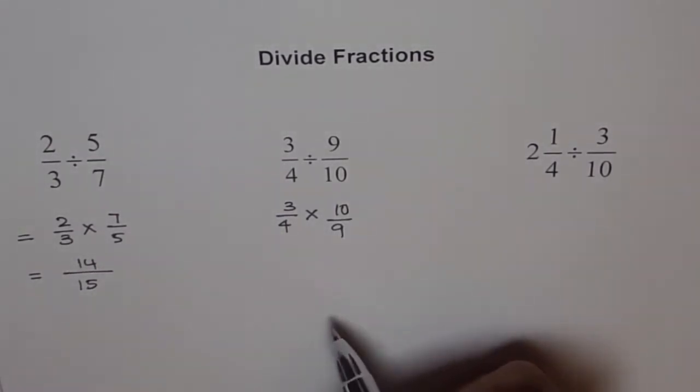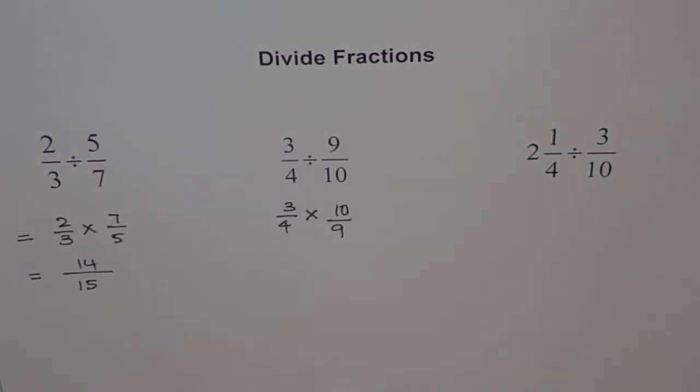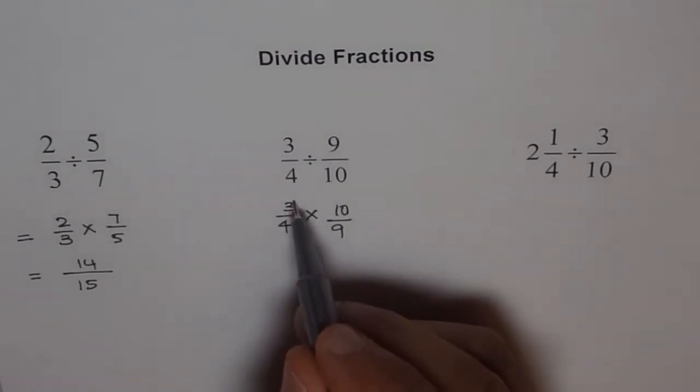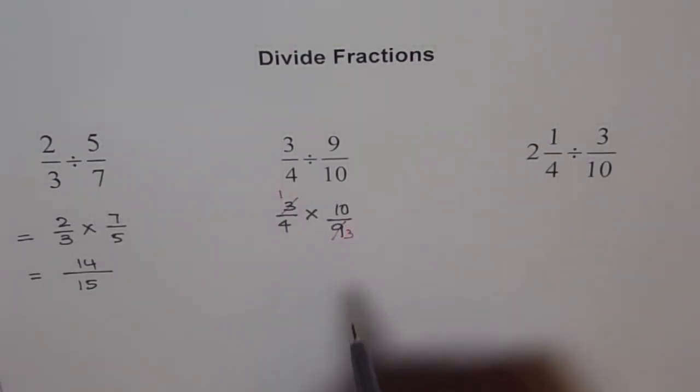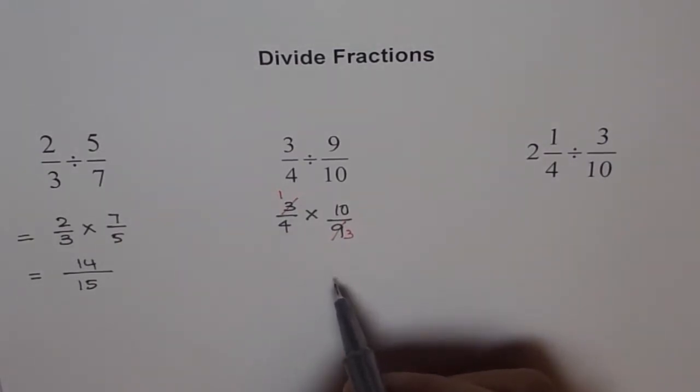10 becomes the numerator now. At this stage, you can see we can simplify it, right? How can you simplify it? We have 3 and 9 here, and both can be divided by 3. If I divide 3 by 3, I get 1. And if I divide 9 by 3, I get 3. So that is how I have simplified these two.